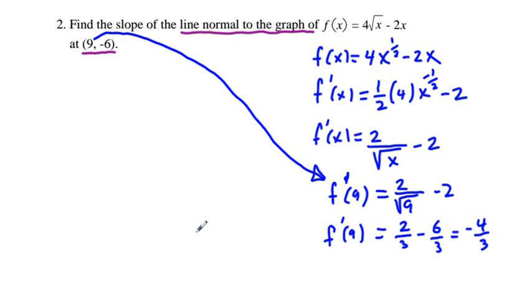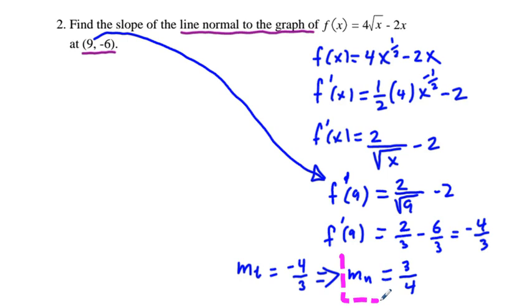So just kind of working below, we would say m sub t, which is our slope for our tangent line, is negative 4/3. And so it follows from that that the slope of our normal line is going to be equal to the negative reciprocal of negative 4/3, which is going to be 3/4. And so, therefore, the slope of the line normal is this thing right here. m sub n equals 3/4.